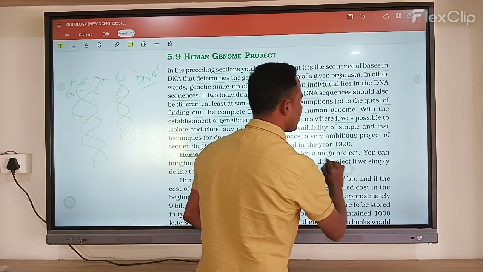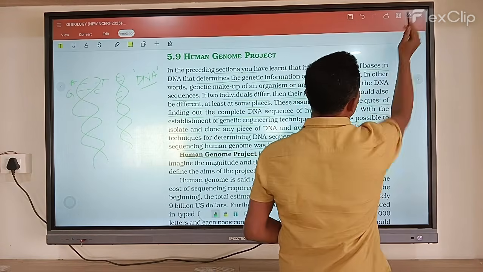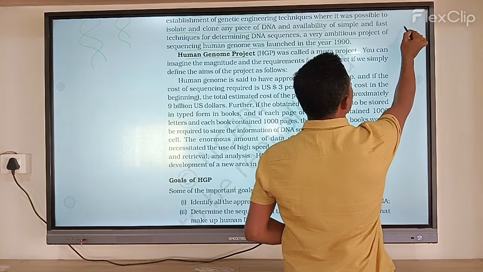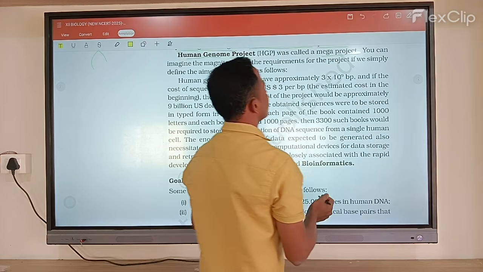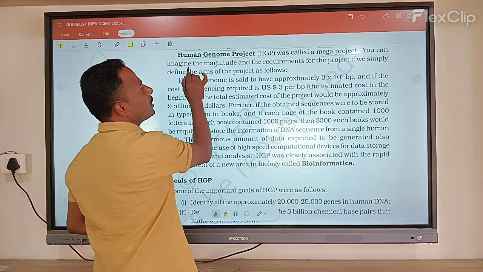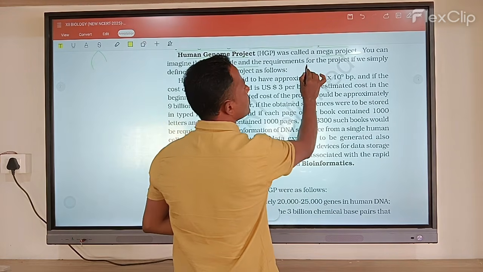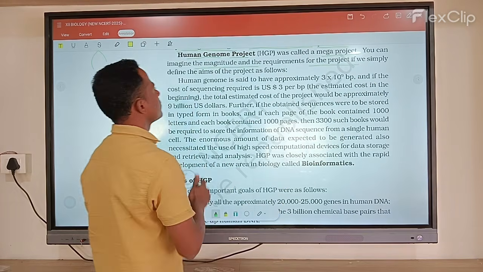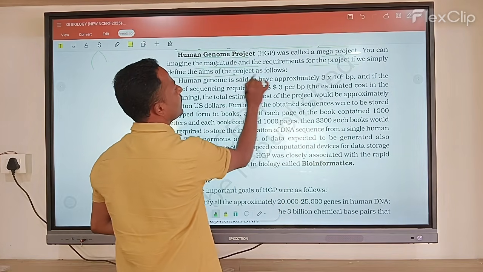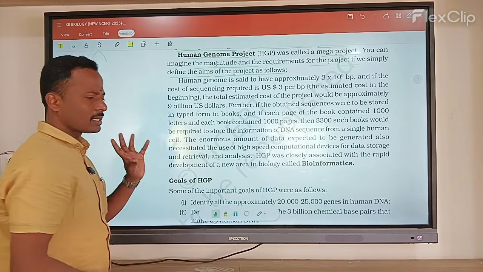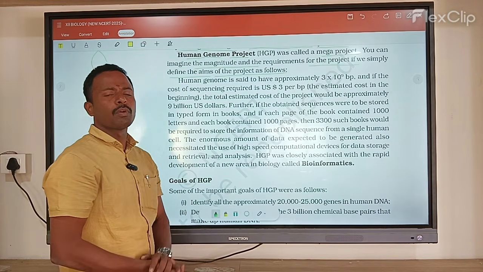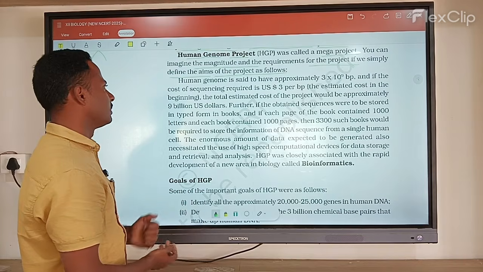It was called a mega project. This Human Genome Project is completely a mega project. You can imagine the magnitude and the requirements for the project. The defined aims of the project follow. It is a large project, and it completely follows some sequences one by one. Let's see here.